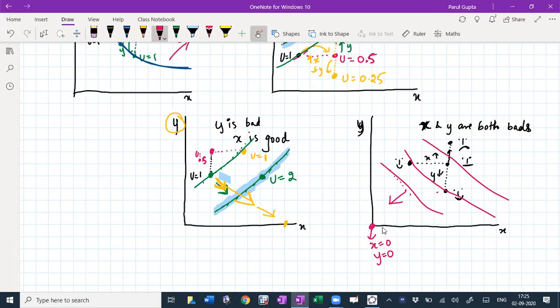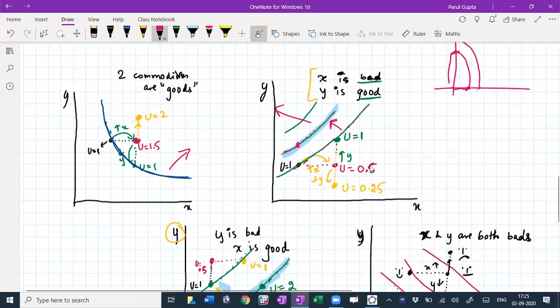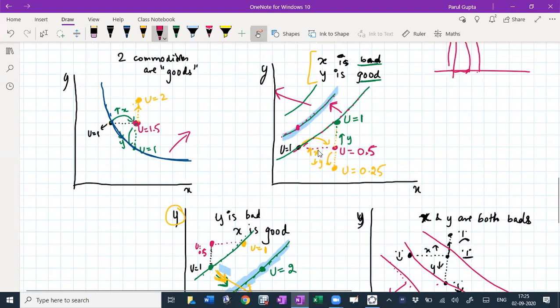So I want to consume 0 of x and 0 of y. That means I want to come closer and closer to the origin. So the direction again will tell me that x and y are bads in this case. Even when we do it algebraically, some indifference curves will look exactly the same, but they will still represent different utility functions, and the arrow will tell you whether one of the goods is a bad, or one of the commodities is a bad in the diagram.